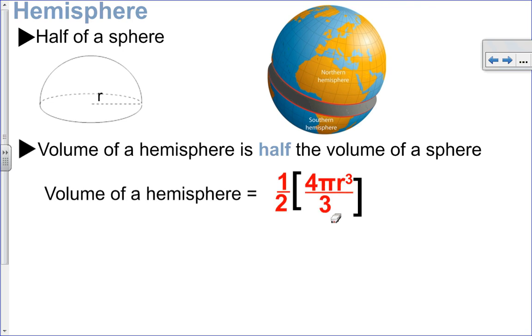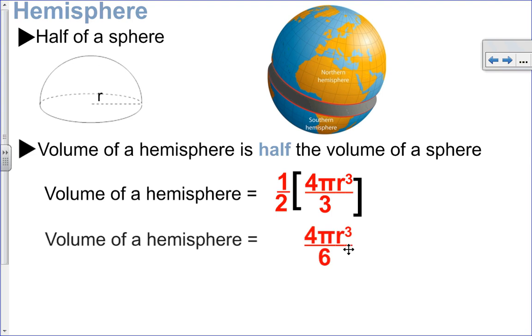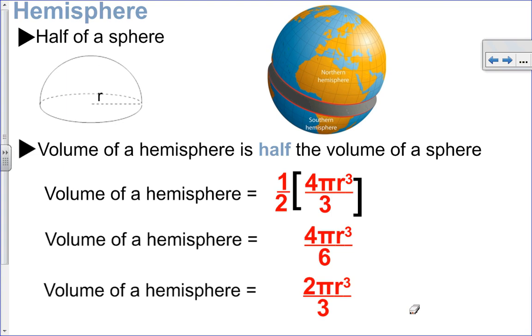So if we take half of that, let's use what we know about fractions, multiply the numerators, multiply the denominators, and we get 4 pi r cubed divided by 6. All I have to do then is reduce my fraction 4 over 6, common factor of 2, and I get 2 pi r cubed divided by 3. Now, this is not on our formula sheet, so it is definitely worth memorizing. I want you to memorize that formula. So volume of a hemisphere, 2 pi r cubed divided by 3.